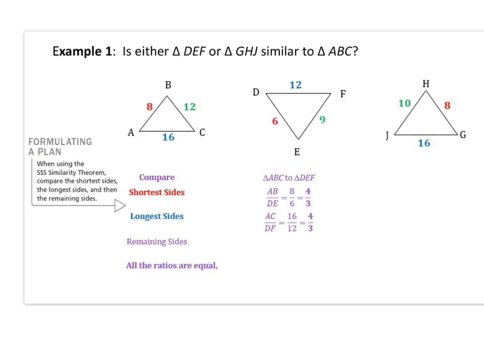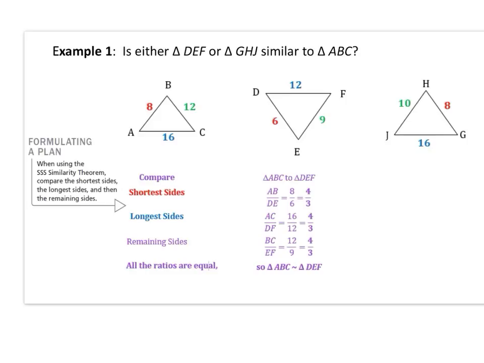But I must compare the remaining sides. I need all three pairs of sides. All right, so then my remaining sides, BC compared to EF. So 12 compared to 9, reduced to 4/3. So I have a 4/3 ratio throughout all of my comparisons. So in conclusion, triangle ABC is similar to triangle DEF.